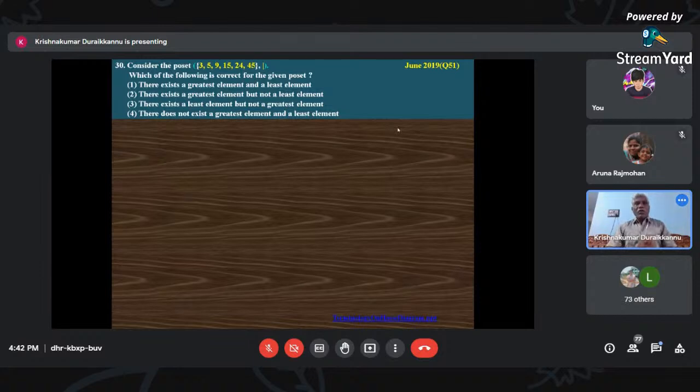Poset means partially ordered set, a sequence in which the first element is less than or equal to the second element, which is less than or equal to the third element, and so on. So the set 3, 5, 9, 15, 24, 45: 3 is less than 5, 5 is less than 9, so this is in increasing order. Which of the following is correct for the poset?